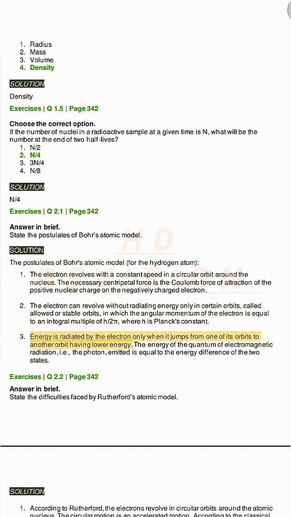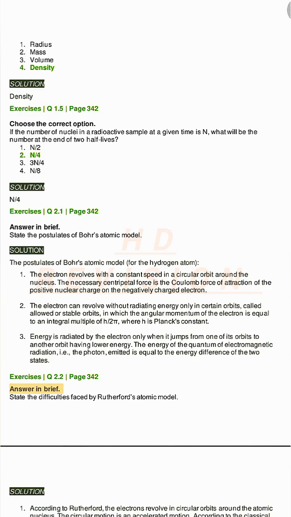3. Energy is radiated by the electron only when it jumps from one of its orbits to another orbit having lower energy. The energy of the quantum of electromagnetic radiation, i.e., the photon, emitted is equal to the energy difference of the two states. Exercises Q2.2, page 342.